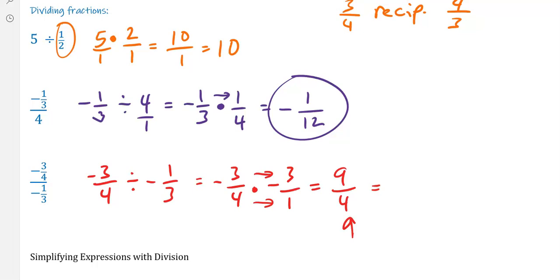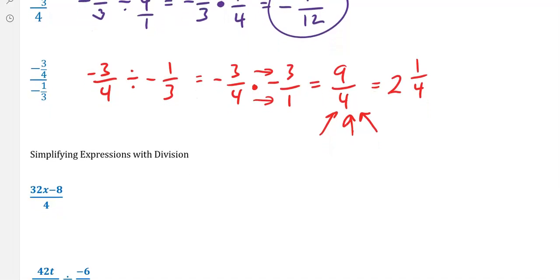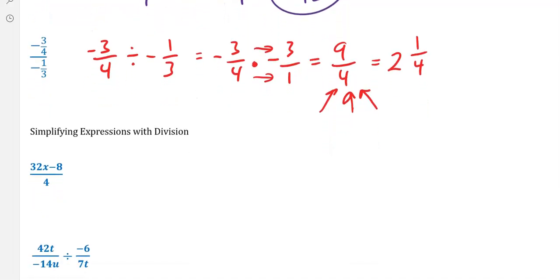But if you do, you say, how many times does 4 go into 9? Well, 4 goes into 9 2 times. That's 8. So you have 1 left over out of the 4. 2 and 1/4. Either one is fine. But I like this one. That one's good.